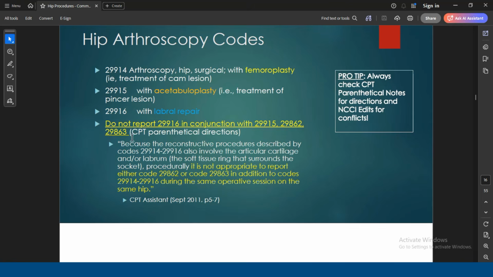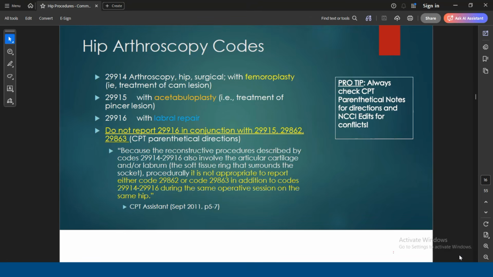If you see the parenthetical notes here, do not report 29916 in conjunction with 29915, 29862 and 29863. Because the reconstructive procedures described by codes 29914 to 29916 also involve articular cartilage and labrum, procedurally it is not appropriate to report either code 862 or 863 in addition. What are those codes? 862 is for debridement and 863 is synovectomy. Along with these major procedures, we will not code them separately.